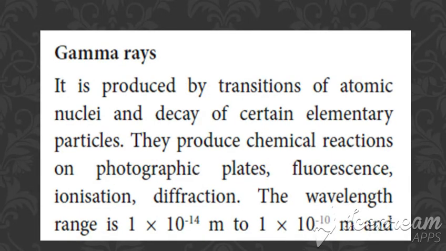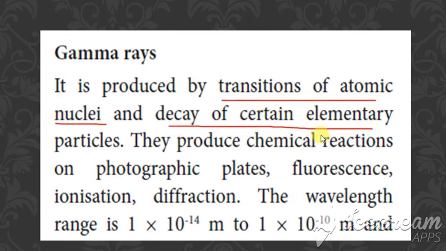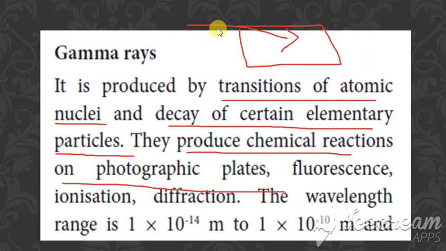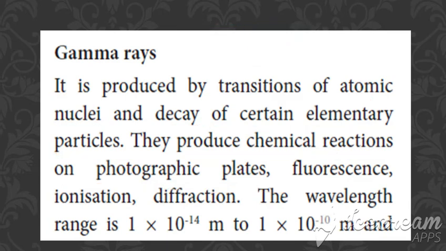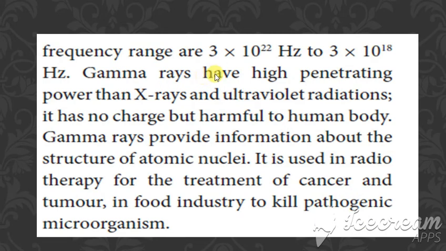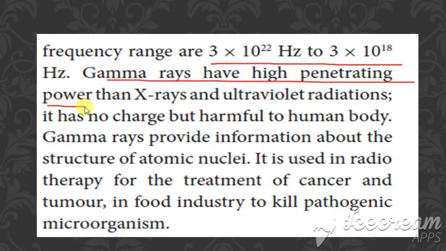And the last one is gamma rays. It is produced by the transition of atomic nuclei and the decay of certain elementary particles. When gamma rays are incident on a photographic plate, they produce chemical reactions, fluorescence, ionization, diffraction. The wavelength range is 1 into 10 power 14 to 1 into 10 power minus 10. The frequency range is 3 into 10 power 22 to 3 into 10 power 18, and they have higher penetration power than X-rays. So which has higher penetration power than X-rays? Gamma rays. Okay, and also ultraviolet radiation.